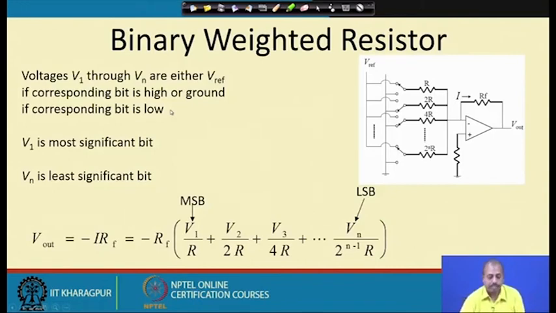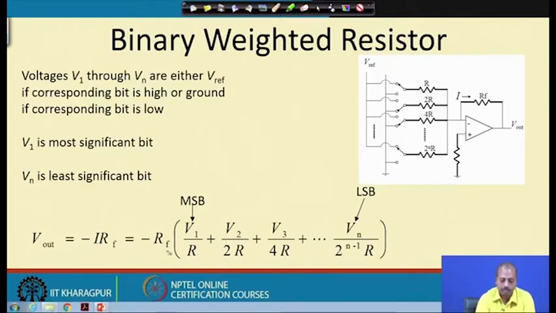So, this I, as I was saying, into RF. The expression for I has V1 by R for the most significant bit, V2 by 2R, and so on. V1 is the most significant bit and Vn is the least significant bit. Whatever voltage is at this point, if it is V1, the current is V1 by R. The second one is V2, so it gets V2 by 2R. The third is V3, so V3 by 4R. The last one, Vn, gives Vn by 2 to the power n minus 1 into R.